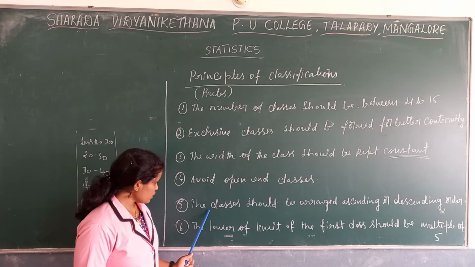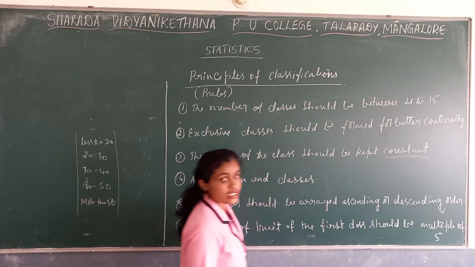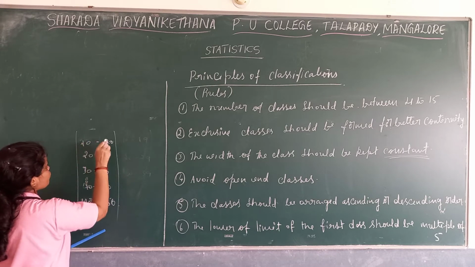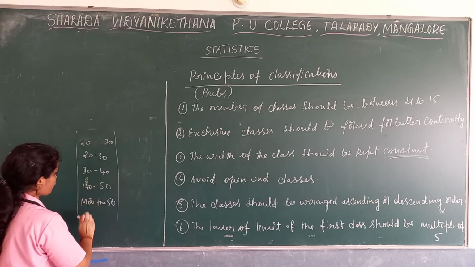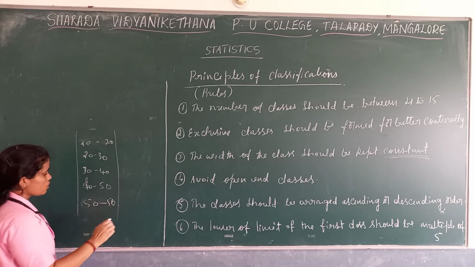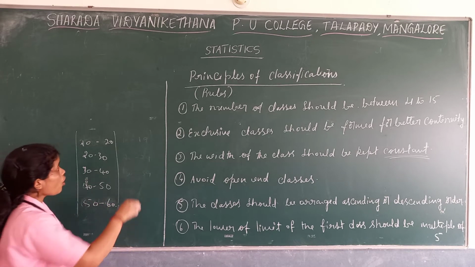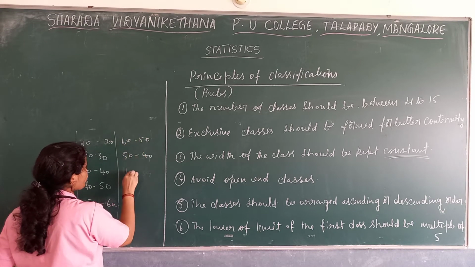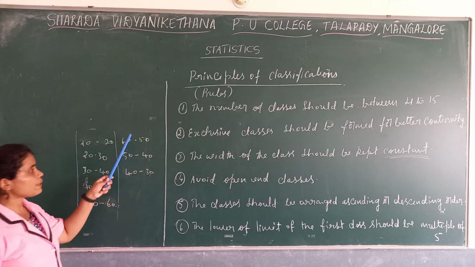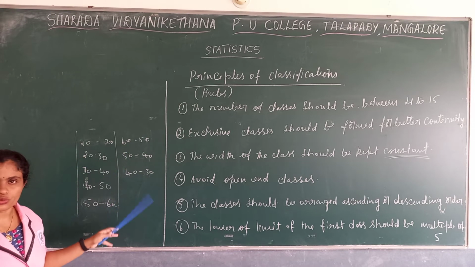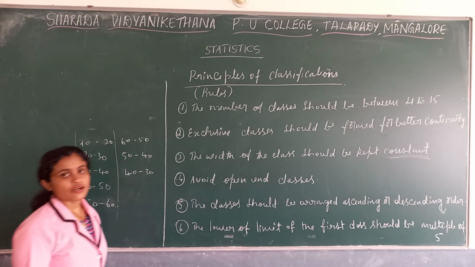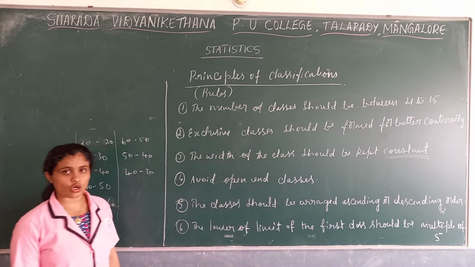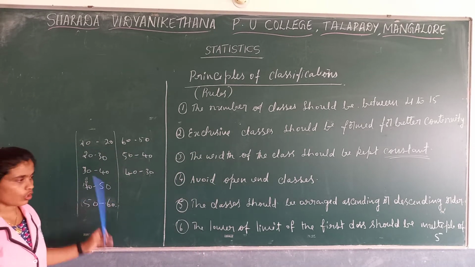Then the classes should be arranged in ascending or descending order. What does arranging in ascending order mean? Here we are arranging in ascending order: 10 to 20, 20 to 30, 30 to 40, 40 to 50, 50 to 60. Or else descending: 60 to 50, 50 to 40, 40 to 30. Now, we won't frame in descending order; very rarely. We won't get any problems. Always we frame in ascending order only. So they have told it is better to frame in ascending or descending order, but we frame only in ascending order.